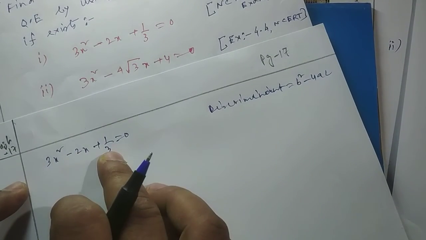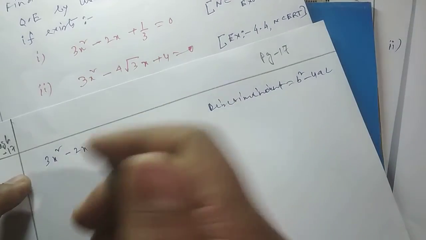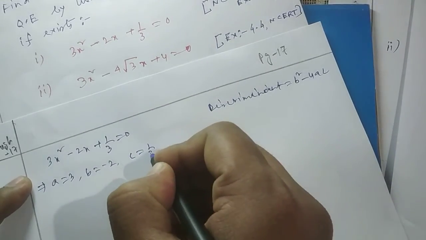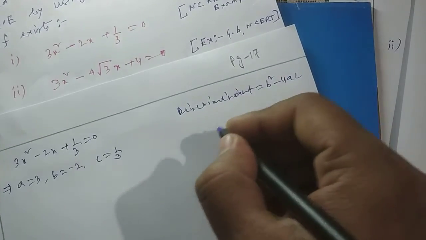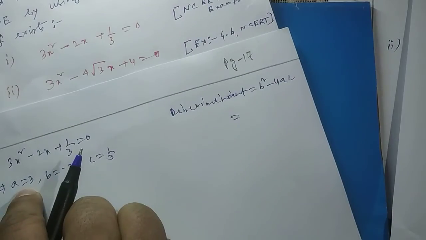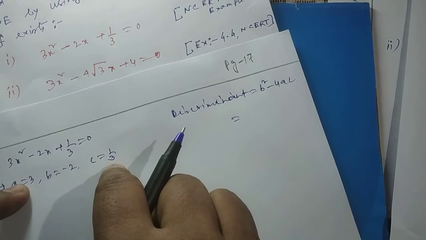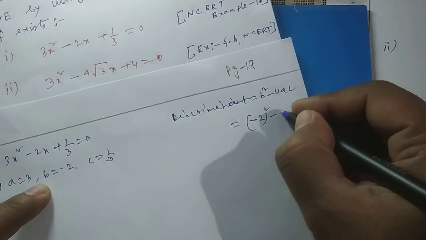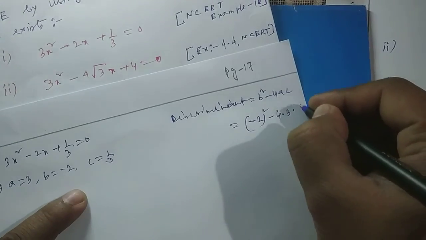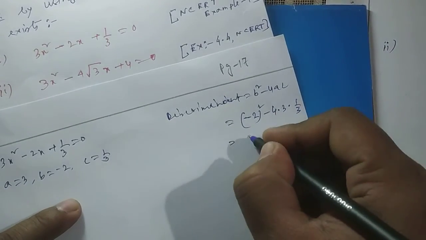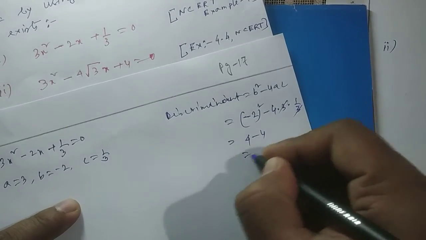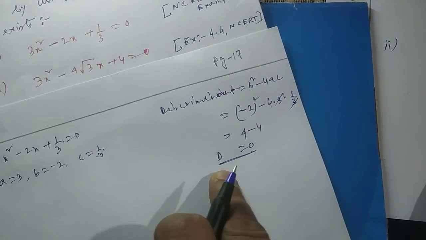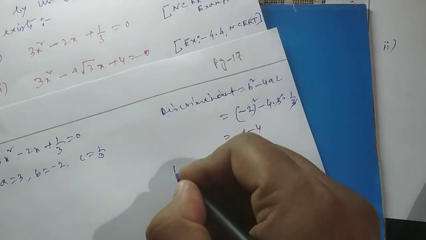First, let us find a, b, c from the given equation by comparing to the general form. Here, a equal to 3, b equal to minus 2, c equal to 1 by 3. Now, let us find the discriminant. Since b is minus 2, so minus 2 whole square, minus 4 into a is 3, c is 1 by 3. So it becomes 4, it will be cancelled, 4 minus 4, 0. So ultimately we got the discriminant is 0. Another symbol of discriminant is D, it is b square minus 4ac.